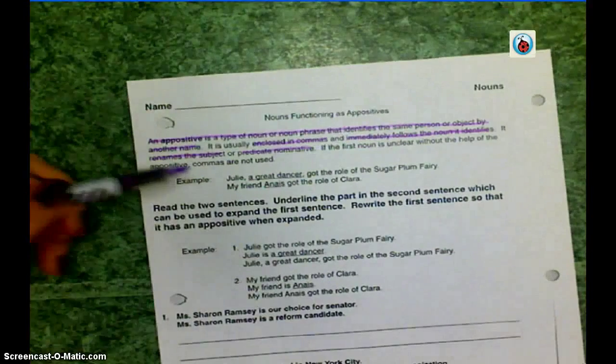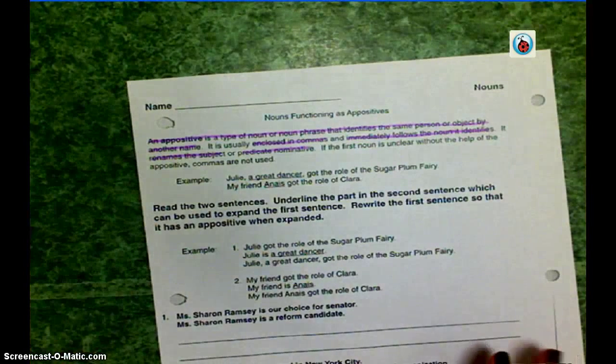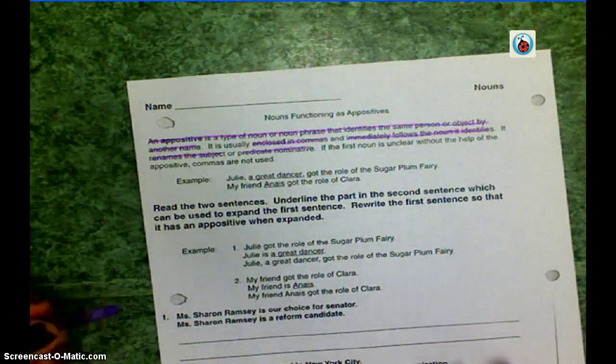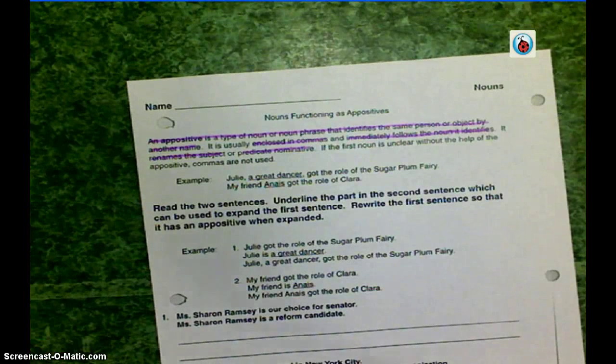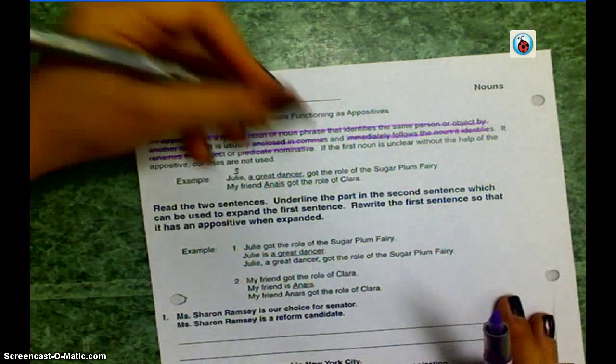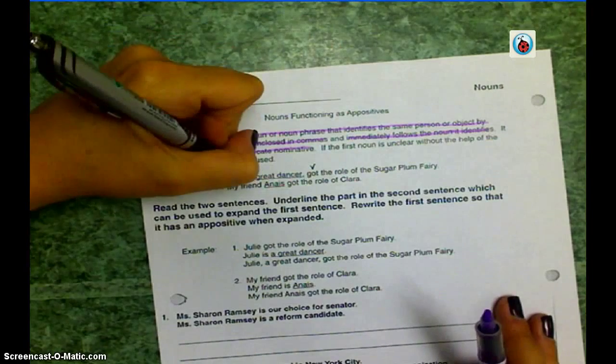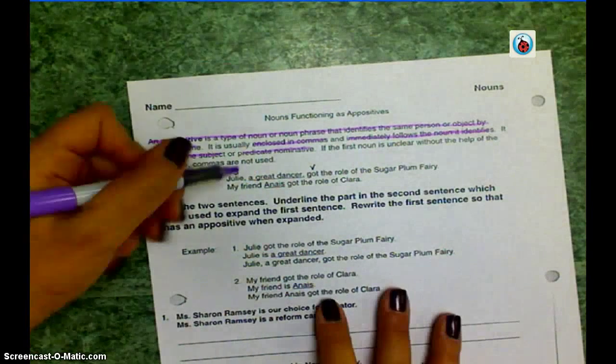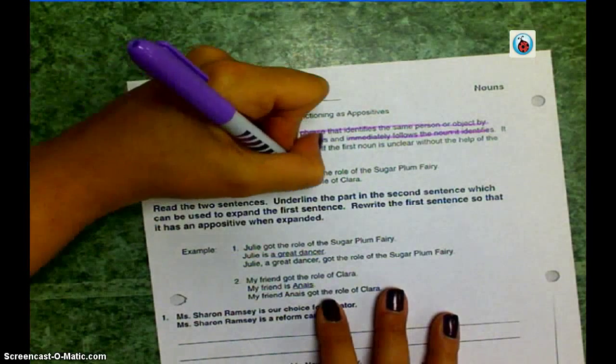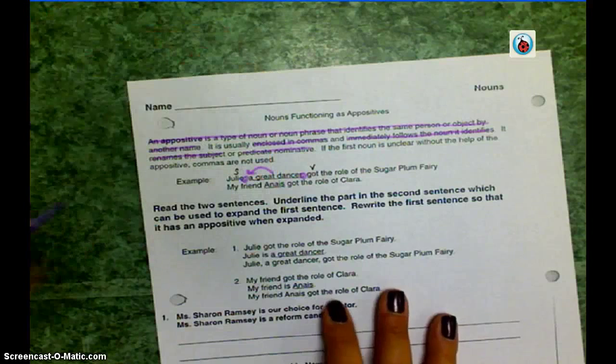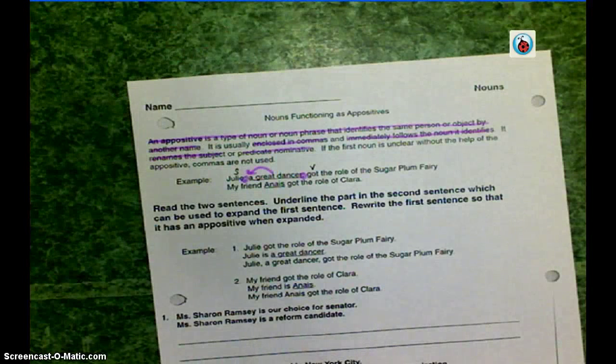So if you look, we have two examples. This is Julie, a great dancer, got the role of the Sugar Plum Fairy. Okay? Who or what did it? Julie. You're exactly right. What did she do? She got, yeah? But this phrase in the middle that's underlined here, that's enclosed in commas, is telling us more about Julie. That's an appositive.